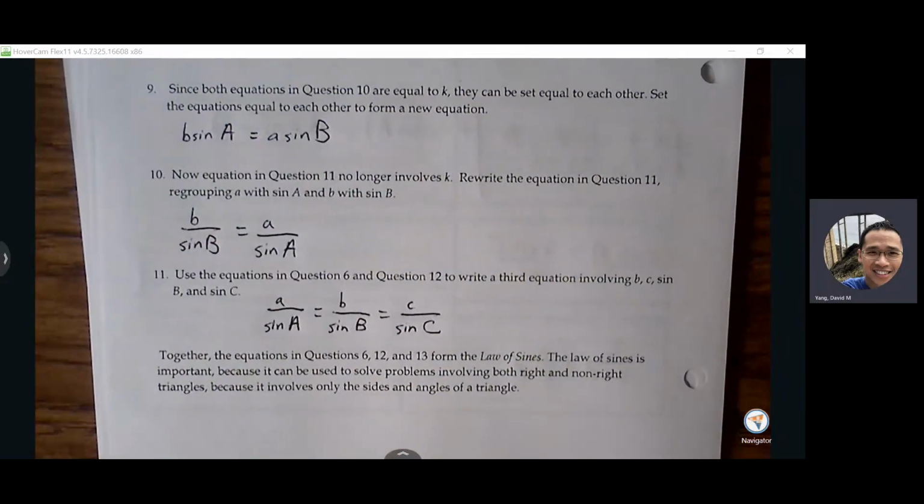Okay, so together, the equations form this law of sines. Law of sines is important. It can be used to solve problems involving both right and non-right triangles. I think for us, we're going to see a real benefit more with the non-right triangles. It involves only the sides and angles of a triangle. All right, so we're going to basically just be practicing with this rule on the practice page.